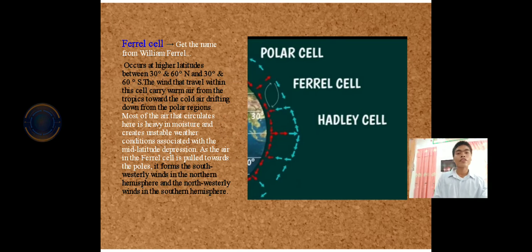The Ferrel cell, on the other hand, gets its name from William Ferrel. It occurs at higher latitudes, between 30 degrees to 60 degrees north and 30 degrees to 60 degrees south. The wind that travels within the cell carries warm air from the tropics toward the cold air drifting down from the polar regions. Most of the air that circulates here is heavy in moisture and creates unstable weather conditions associated with the mid-latitude depression. As the air in the Ferrel cell is pulled towards the poles, it forms the southwesterly winds in the northern hemisphere and the northwesterly winds in the southern hemisphere.